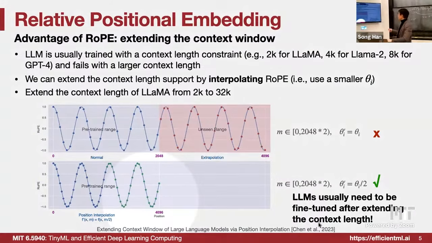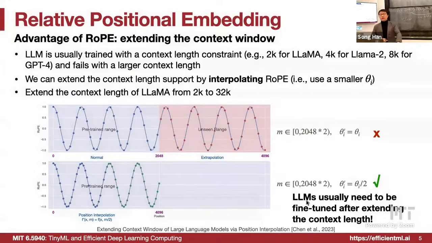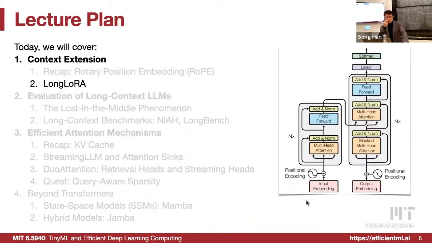LLMs usually need to be fine-tuned after extending the context length, but fine-tuning under long context is pretty expensive. So how do we make it more efficient? We introduce a technique called LongLoRA. It uses just a single GPU to fine-tune a Llama 70 billion parameter model under long context.